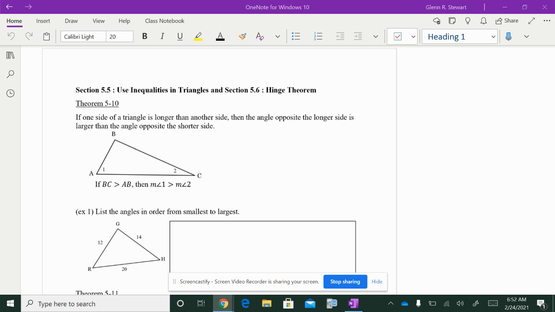Hi everyone, and welcome to section 5.5. Today we're going to talk about using inequalities in triangles, and also a little bit of section 5.6, which is the Hinge Theorem.